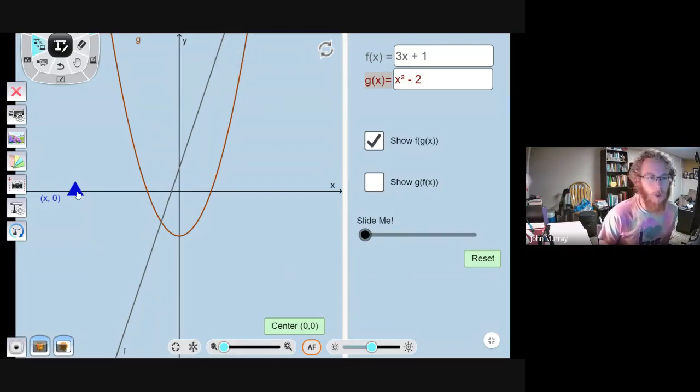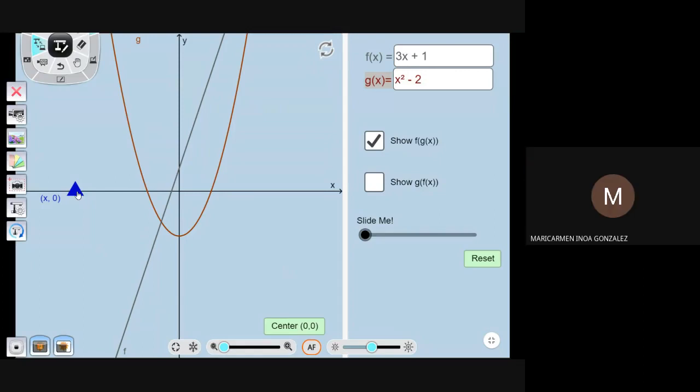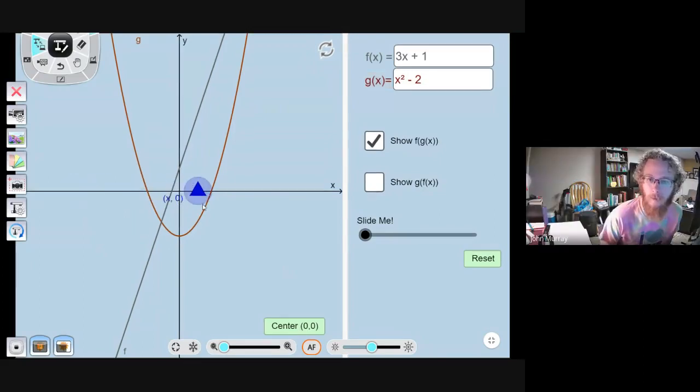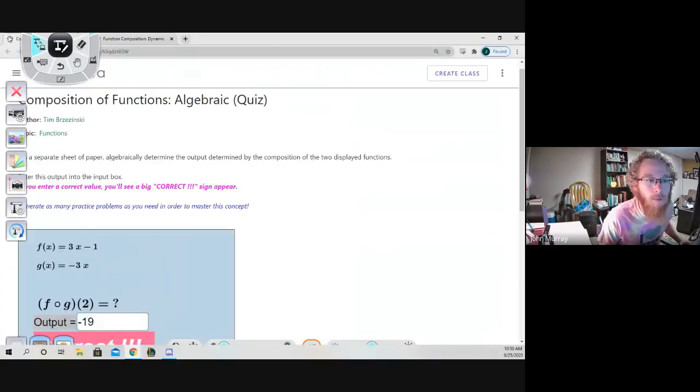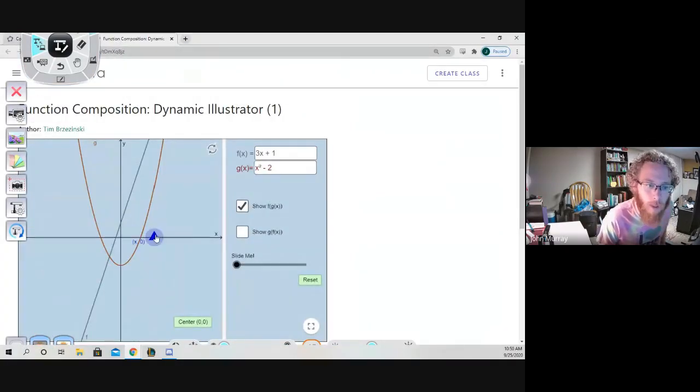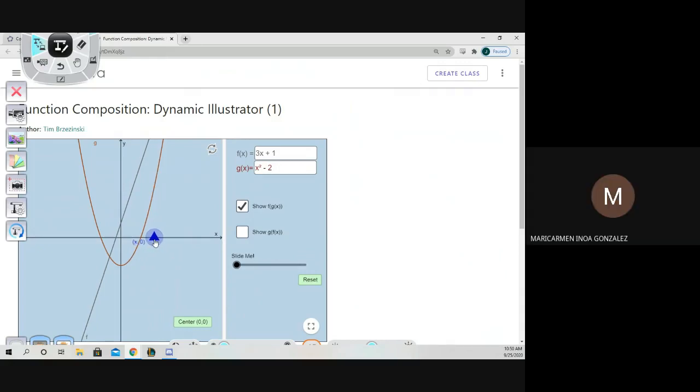Somebody pick an x value. Give me any number for x. 9. Wait, is this the right one? Yeah, that's the right one. Maybe a smaller number. 3. 3, okay.